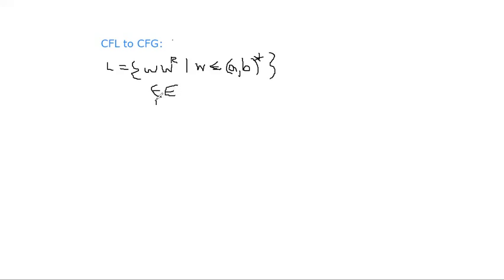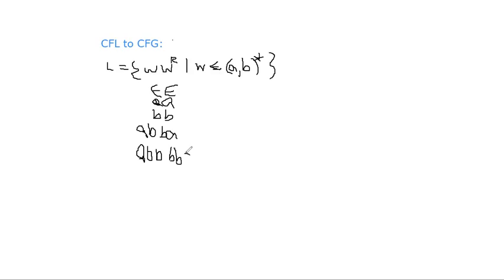Suppose the word is A. If W is A, then W reverse is also A. If W is B, then W reverse is also B. So this is when you take a single symbol as W. Suppose you take a combination of two symbols. If W is AB, then W reverse is BA. AB reverse is BA. Suppose W is ABB, what is W reverse? BBA. W reverse is BBA.